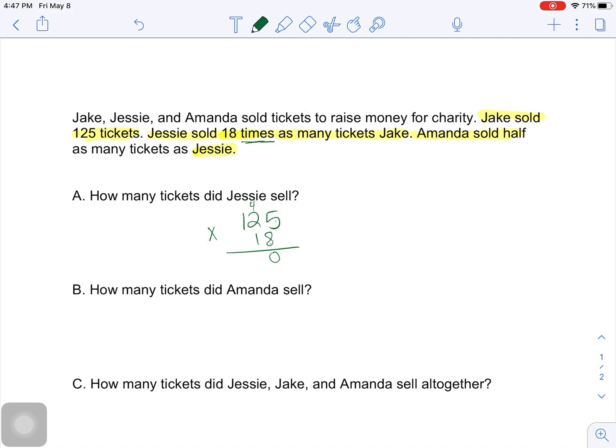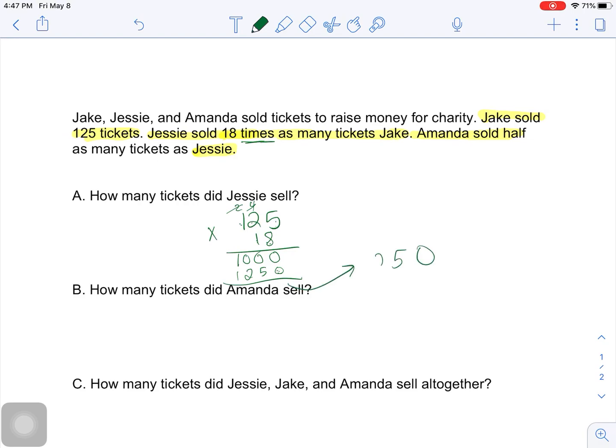8 times 2 is 16 plus 4 is 20. 8 times 1 is 8 plus 2 is 10. Okay, then I got to put Bob here, small Bob. I'm going to cross these guys out so I know that I'm done with them. 5 times 1 is 5. 1 times 2 is 2. 1 times 1 is 1. Then I need to add them up, and I'm sorry, I'm going to carry it over here.